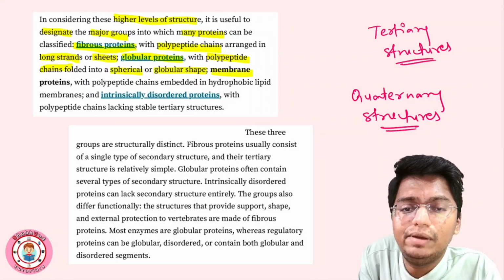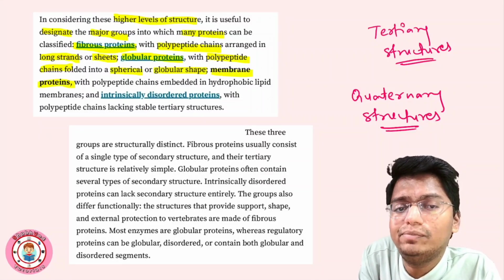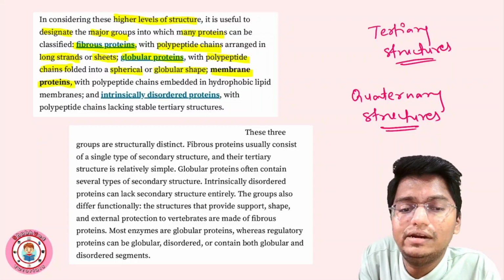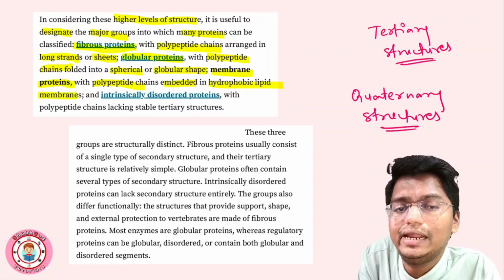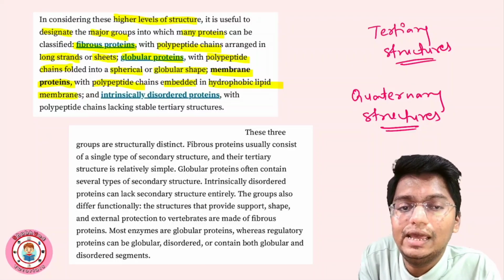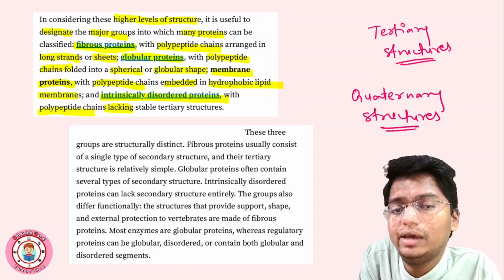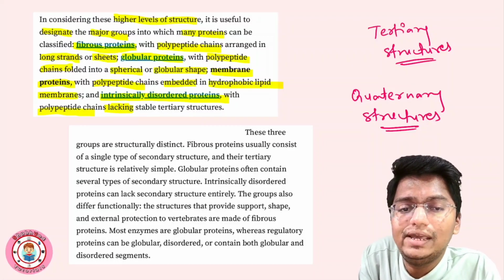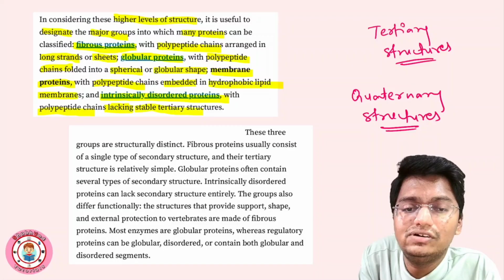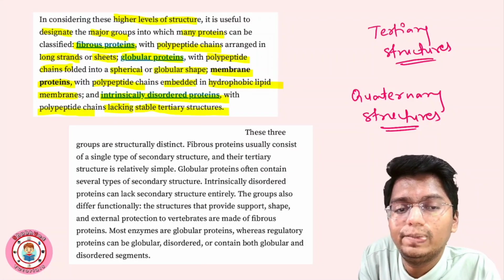Then the next type is membrane protein. As we have seen, membrane proteins are inserted in the membrane, peripheral or integral, with polypeptide chains embedded in hydrophobic lipid membranes. Embedded means inserted in the membrane. The next type is intrinsically disordered protein, with polypeptide lacking. Very important. See, why is intrinsically disordered protein disordered? Basically because it does not have stable tertiary structures.